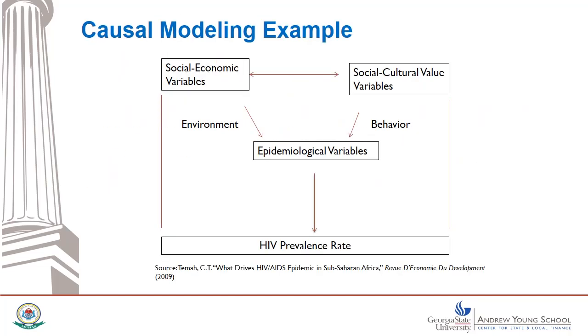This slide illustrates the complicated nature of causal modeling, such as predicting the HIV prevalence rate. Various socio-economic variables, such as the economy and population, represent environmental influences. Additionally, there are numerous socio-cultural value variables, such as risky behavior, that indicate behaviors of influence. All of these impact epidemiological variables that predict HIV prevalence rates. Larger and more complicated organizations conduct causal modeling to fine-tune their forecasts.